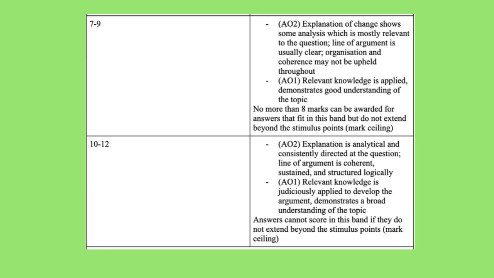These are the top 2 bands. Now you might see here that we've got things like the explanation is analytical, it's relevant, it's really tightly focused to the question. And to score in the top band, you also need to have gone beyond the stimulus point, so that means that you're drawing on lots of your own knowledge to show you've got a really good understanding of the topic.